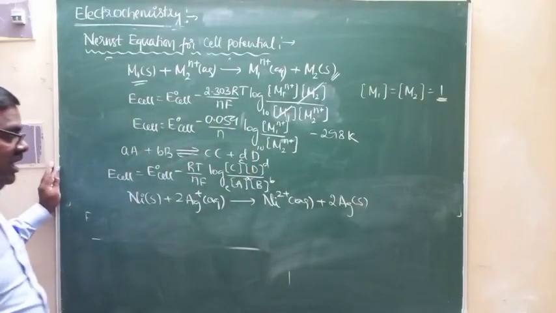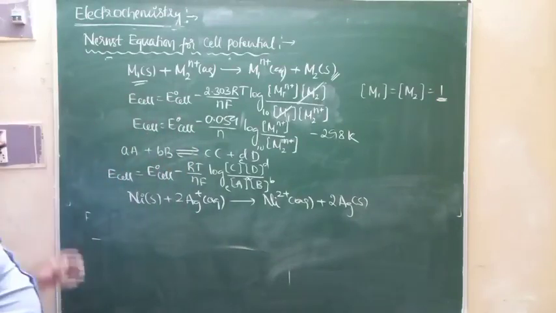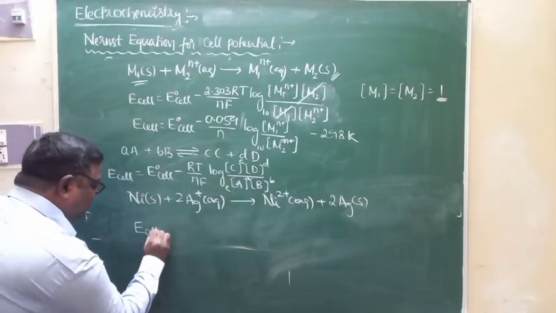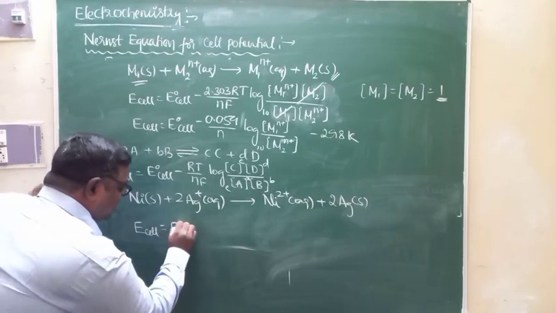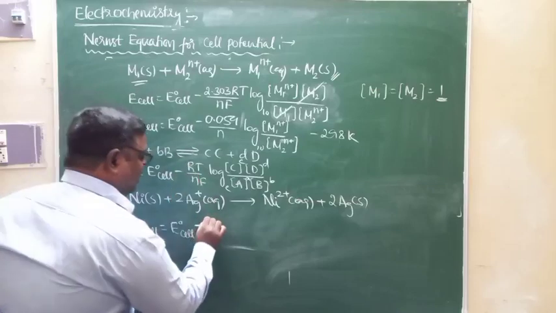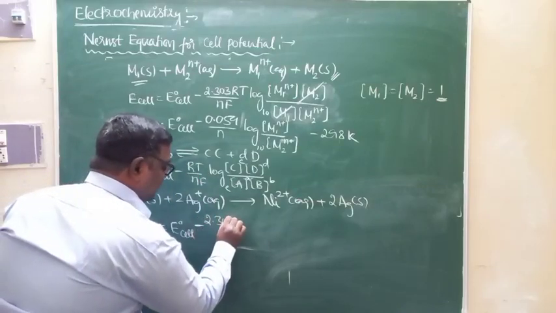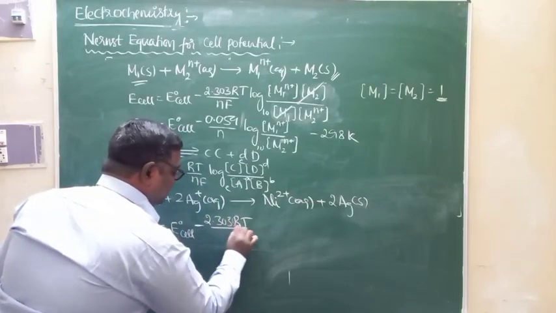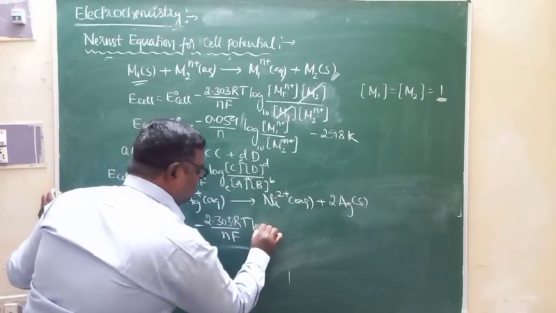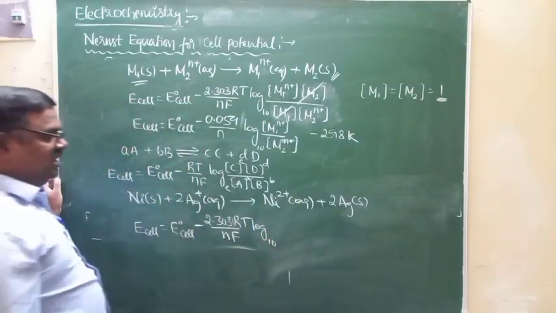For this cell reaction, if I ask you to write the expression for cell potential, see what happens. E of cell is equal to E naught of cell minus, instead of RT, I take 2.303 RT by NF, log to the base 10.